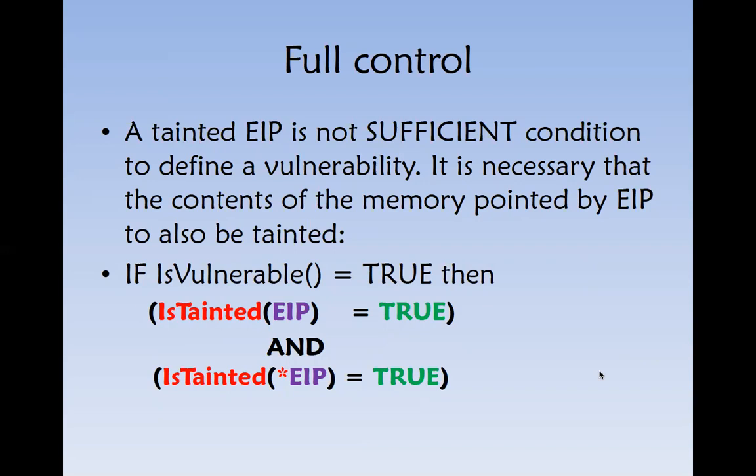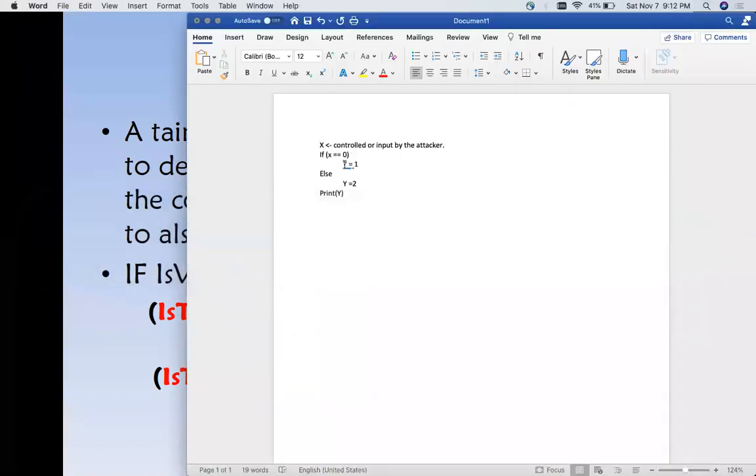Last slide: a tainted instruction pointer is not a sufficient condition to determine vulnerability. So you can potentially have false positives there. The contents of the memory location pointed to by EIP must also be tainted. So if it is vulnerable, both the instruction pointer must be tainted as well as any values that are being dereferenced or assigned to by that location. Just like in this particular program that I showed over here, y gets the taint and the taint is propagated from x to y.